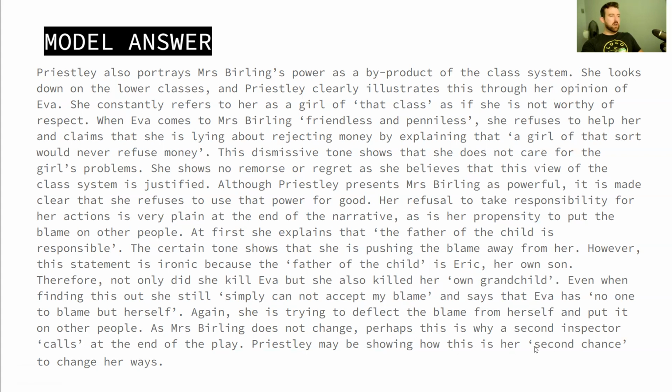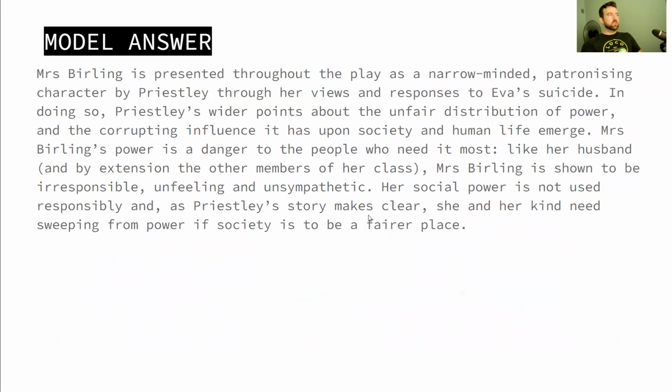Priestley may be showing how this is her second chance to change her ways. I don't like that ending. I don't think that's true. I think that the ending is meant to show justice and retribution. I think that when the second inspector calls, it's going to be the same inspector, and it's going to be that they've had their chance and now they're actually going to be screwed for the fact that they didn't change their ways. I don't think they get another chance. So I disagree with that.